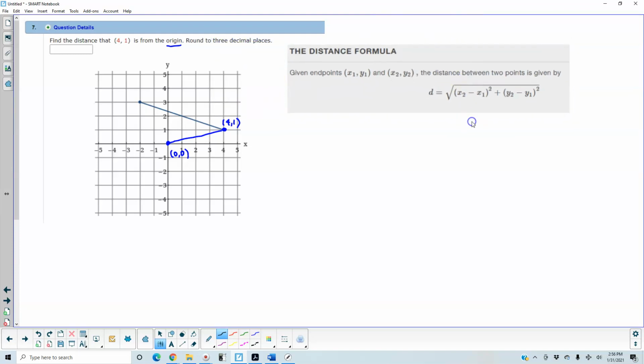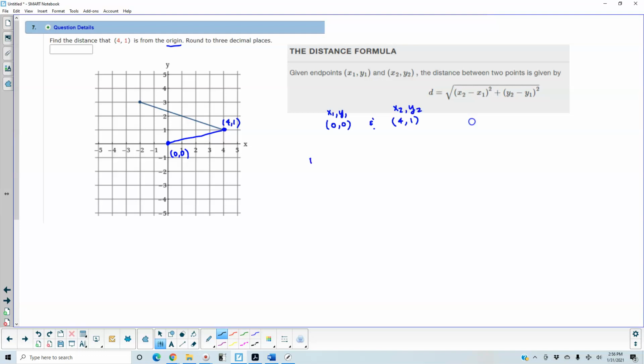So here's our distance formula. We can say that x1, y1, we can call that (0, 0). So there's x1, y1. And then we have our second point, which is (4, 1). So this could be x2 and this is y2.